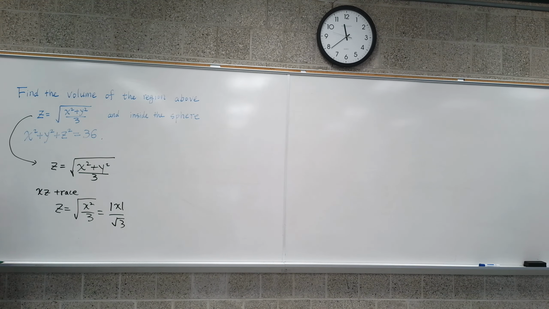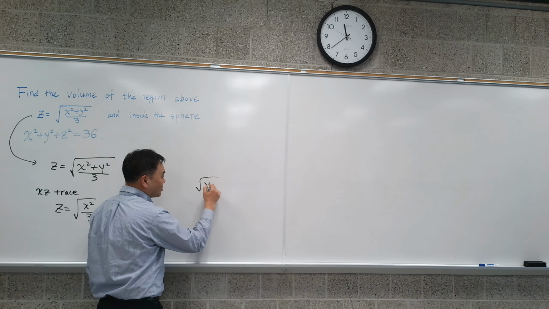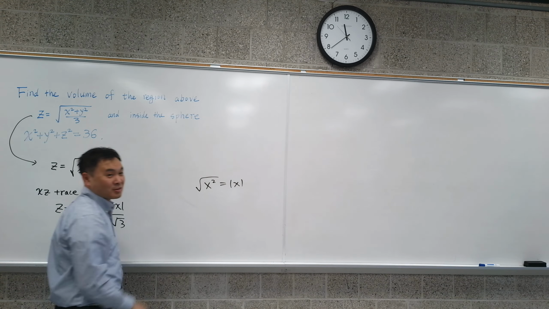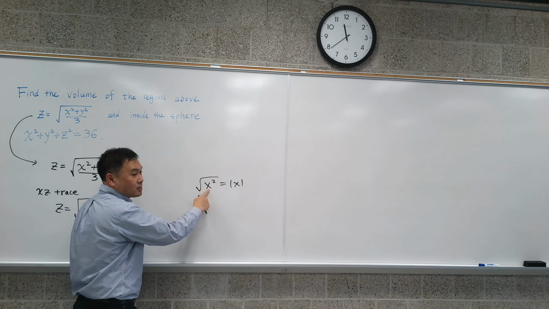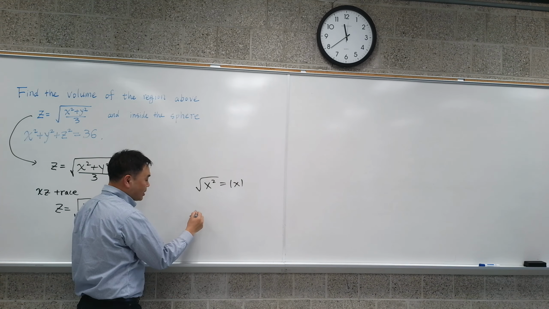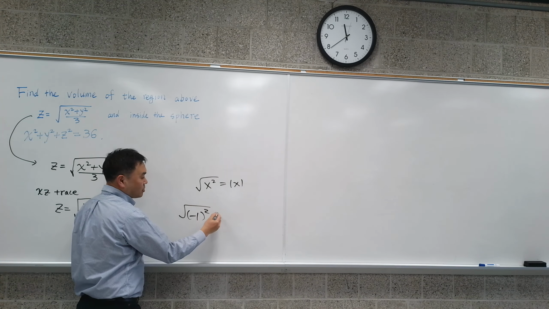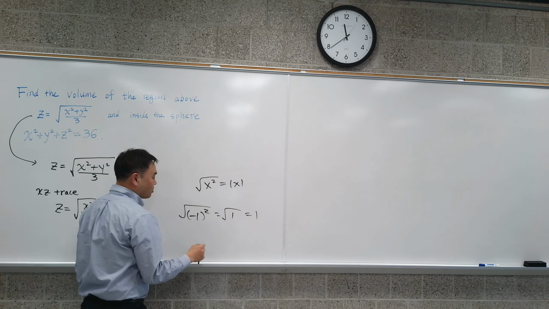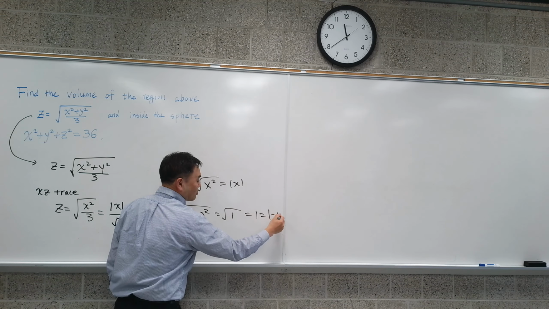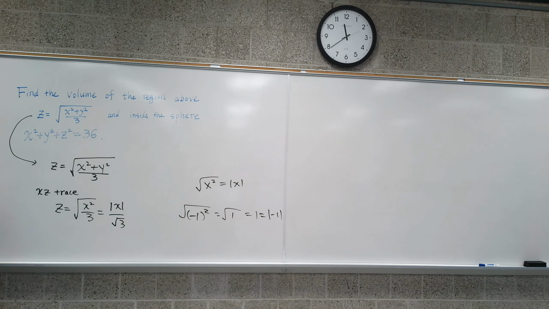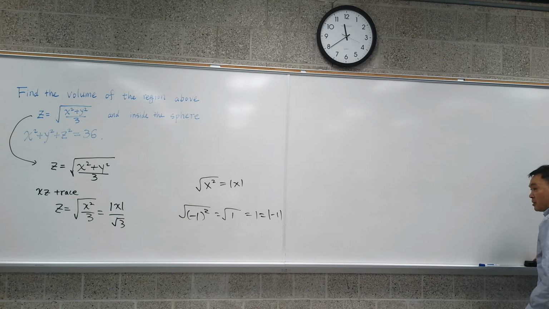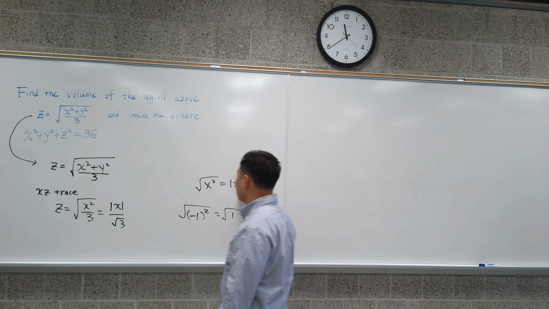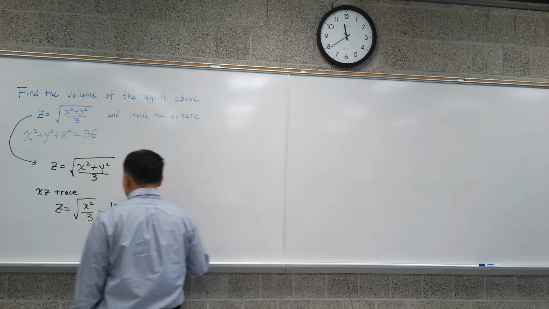Did you know that? No? Okay, yeah. See, if x is negative, then negative 1 squared, square root, is the square root of positive 1, which is 1. So this is the same as the absolute value of negative 1. So when you cancel the square root and square, it doesn't really cancel completely. Rather, it gives you this. Okay. All right.